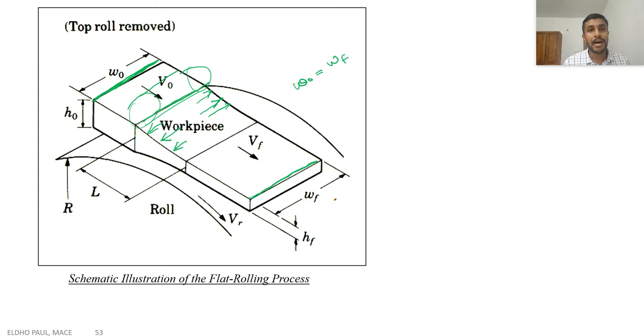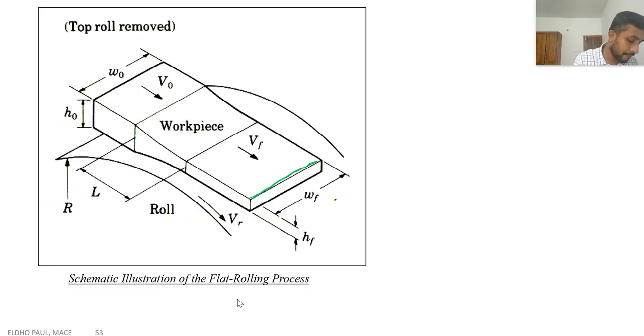So, since the contact is very high, the friction between the roller and the workpiece in that direction is very high. This friction will not allow the material to flow in the width direction. So we can say that in the width direction the amount of deformation is very negligible. That means there is no change in the width during the rolling process. That is also important. Actually, there is some deformation in the width direction, but we are not considering it, because friction dominates in rolling.